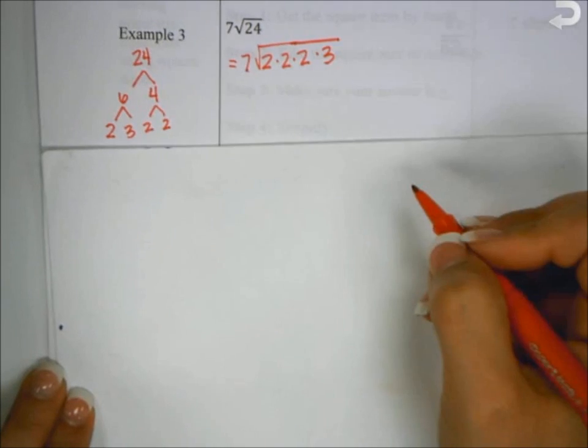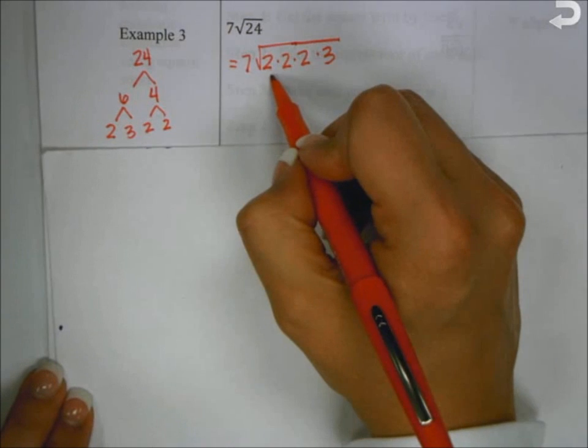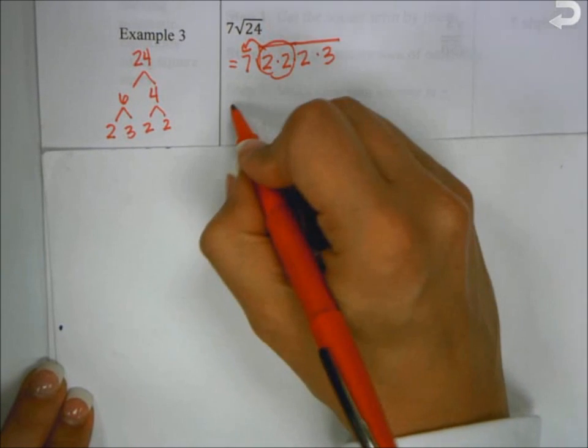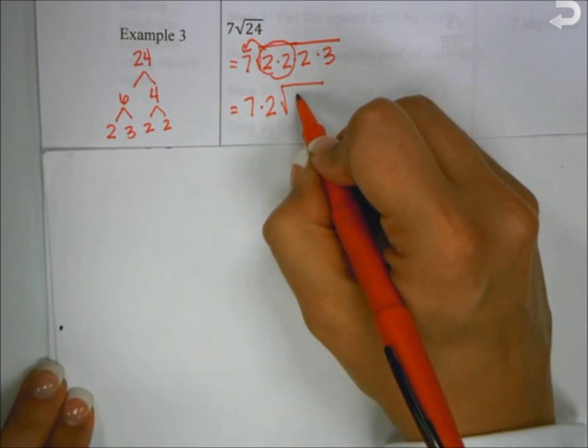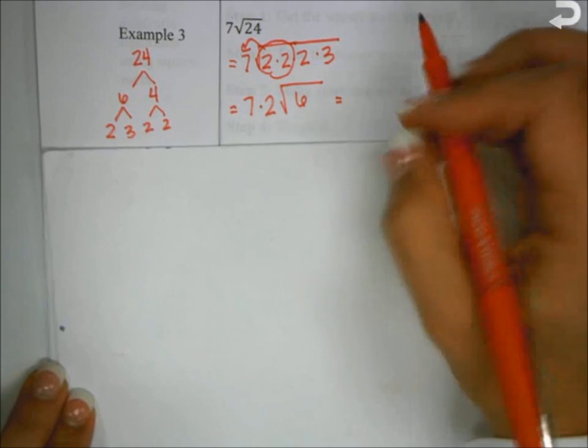And what pairs can we take out? There's a pair of 2. So that's going to come out to 7 times 2, square root of 2 times 3, which is 6. And what's 7 times 2? 14 root 6.